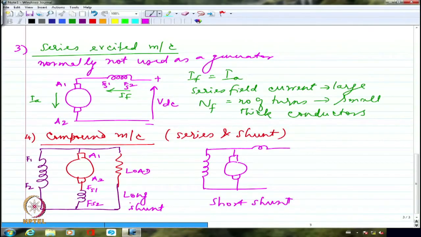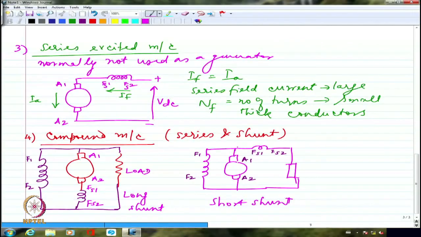So long shunt comes across both the armature and the series field together, whereas short shunt comes across only the armature, nothing more than that. So I can put the series and then the load here. Please note that here my FS1 and FS2 have come here. This is my F1, F2. This is A1, A2, of course.